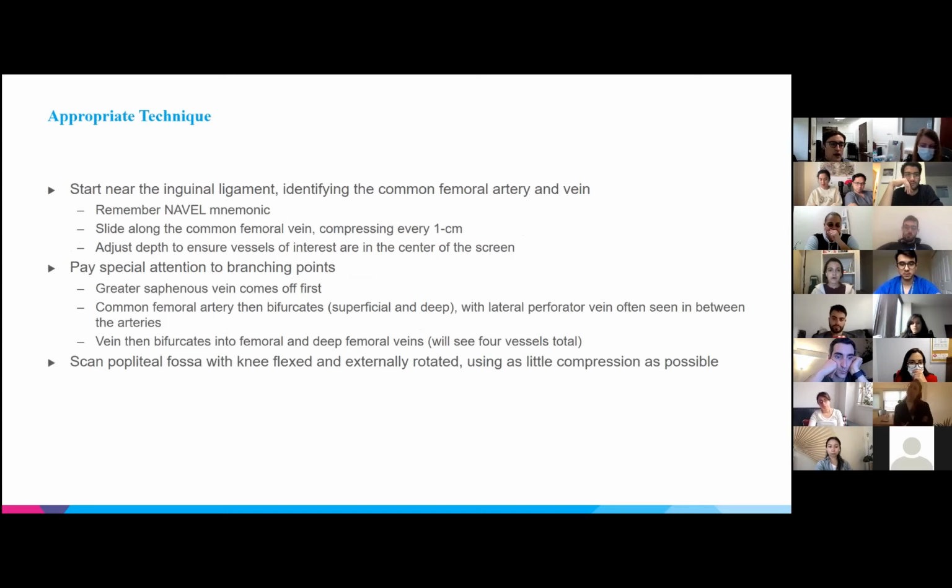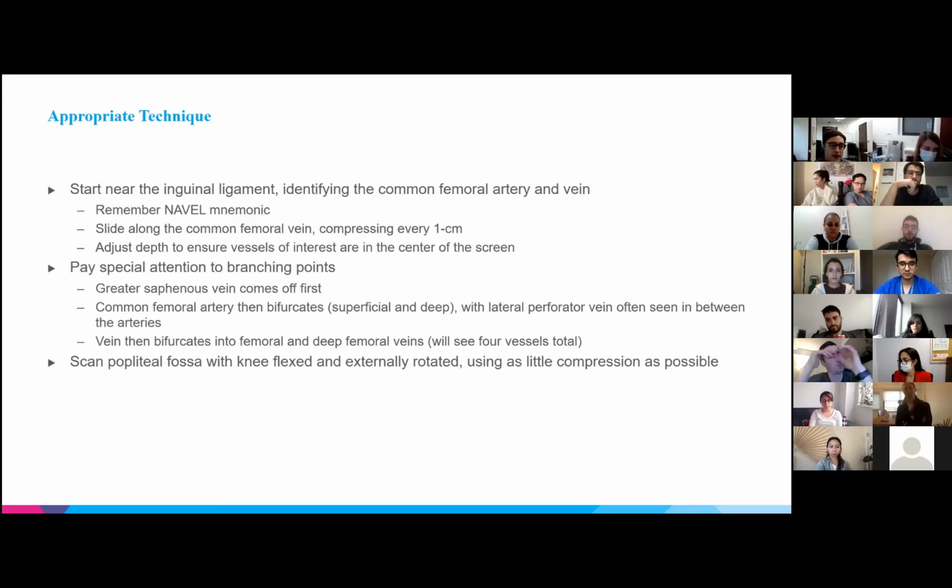I try to identify the inguinal ligament first. That's how you know you're at the common femoral artery and common femoral vein. And the inguinal ligament will just be sort of like a very bright hyperechoic linear structure in the screen. Because a lot of times, sometimes if we start too low, we may miss all of the branch points. And you want to compress along the common femoral vein. So you want to keep that in the center of your screen and compress every centimeter.